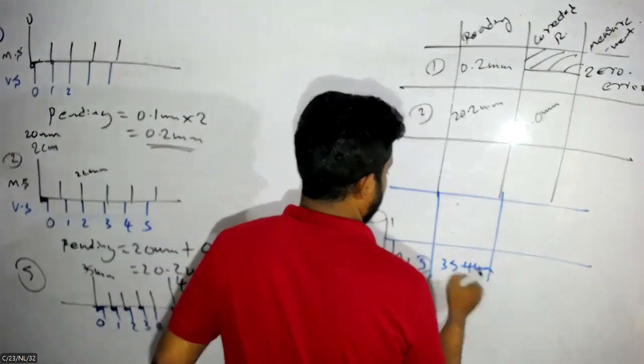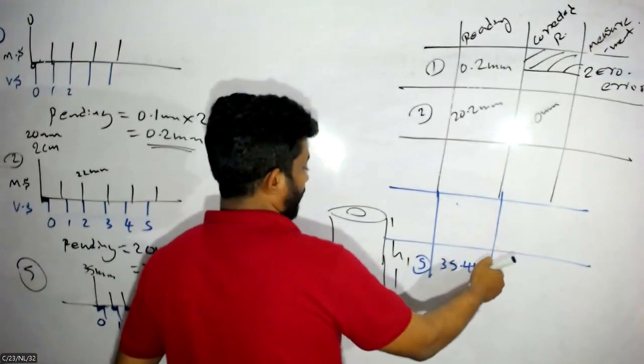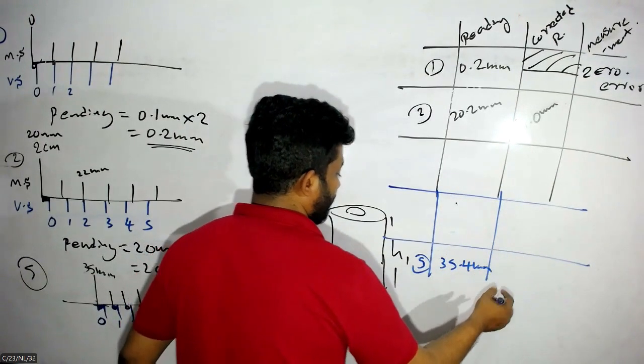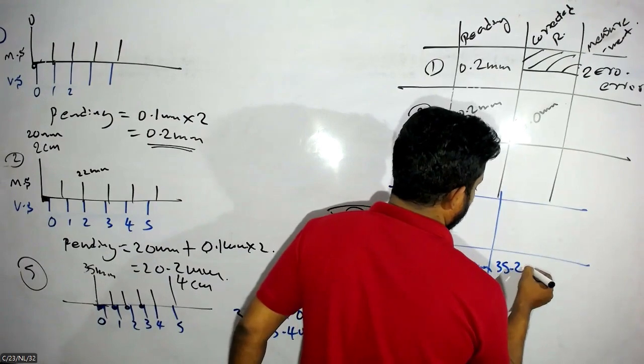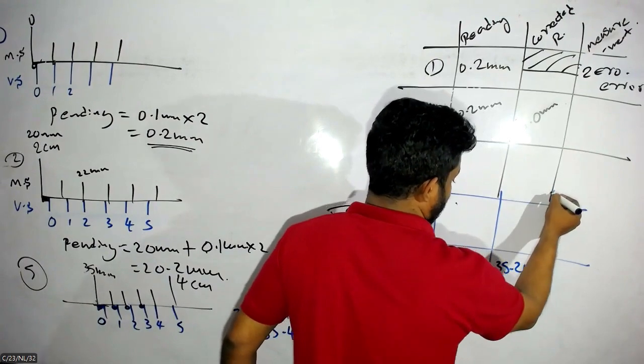35.4. Then you can find the corrected value. You have to deduct 0.2 millimeter, no? Then 35.2 millimeter is the corrected value.